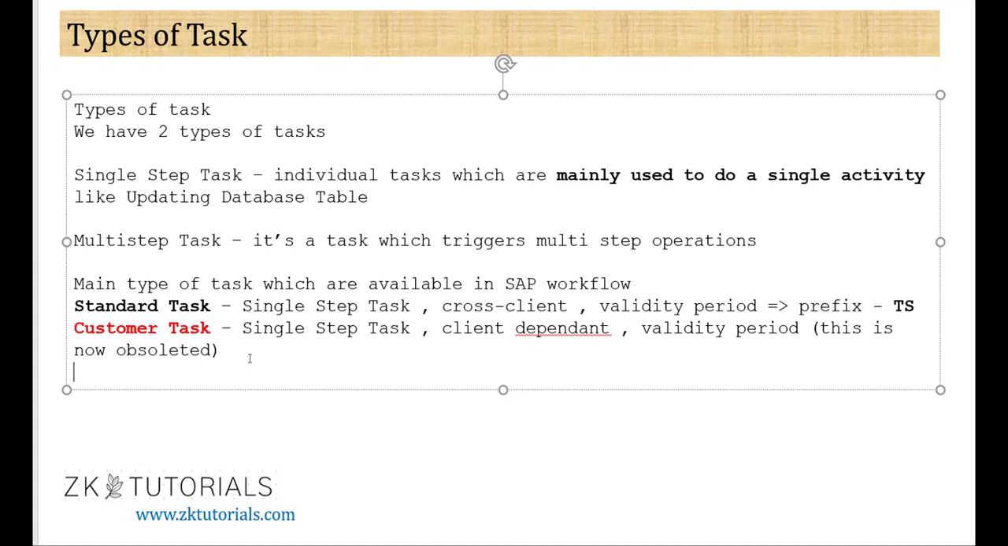If you transport the workflow to another system or another client, or you migrate the workflow, the task ID changes, and if there was a linkage for this task to be executed independently, that link gets disrupted. Suppose we have created an event and that event was individually executing this task. Due to the client dependency, this creates a lot of confusion and disruptions in the system, due to which SAP has obsoleted this concept. So there is nothing like a customer task now.